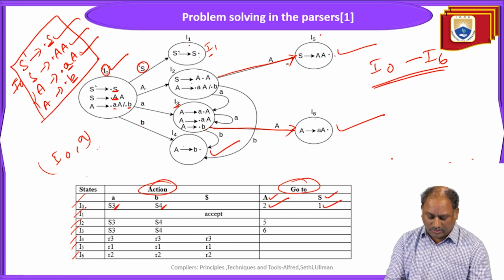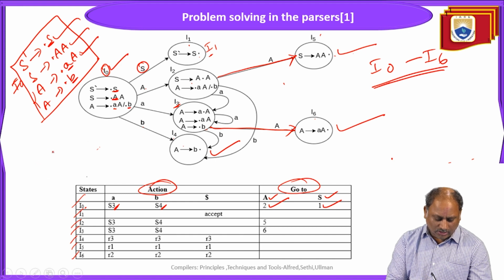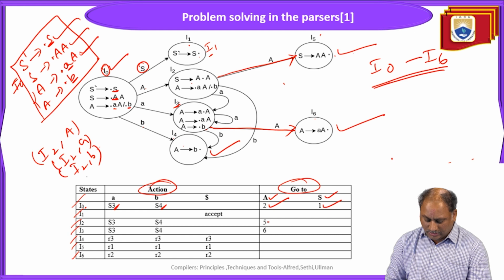And next I2 also, with capital A. So we are going to perform I2 closure of capital A, I2 with small a, and I2 with small b. So I2 with capital A reaches the fifth state, I5. That's why I have written 5. And I2 with small a reaches I3, so S3, and small b is S4. So these are the two combinations which are used for the I2 state.